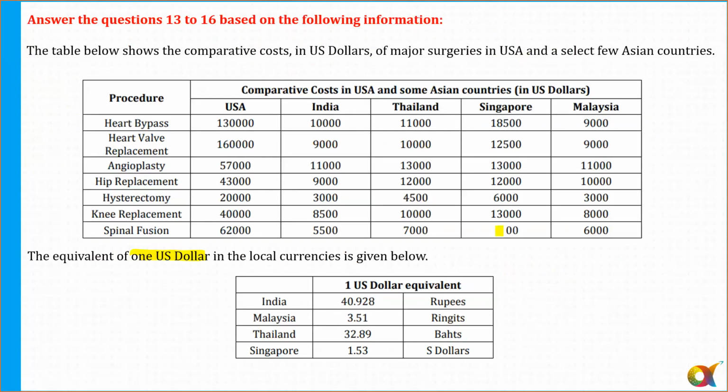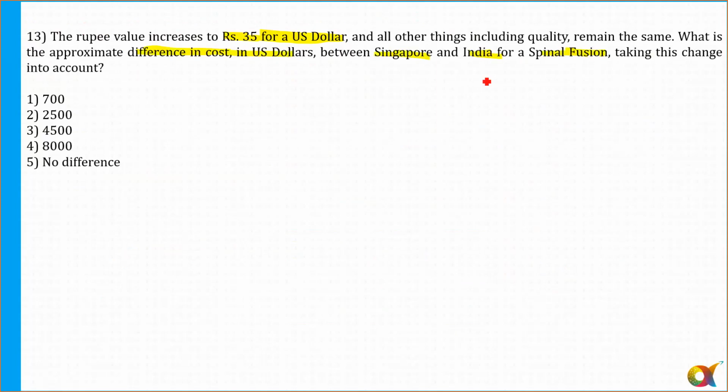So Singapore, it is 9,000 and India, it is 5,500. As of now, it is in US dollars, that is 5,500. And here $1 is equivalent to 40.928. So it will come out to be 5,500 into 40.928. When I am talking about India, that is 5,500, into 40.928, approximately 41. You can take it as 41.